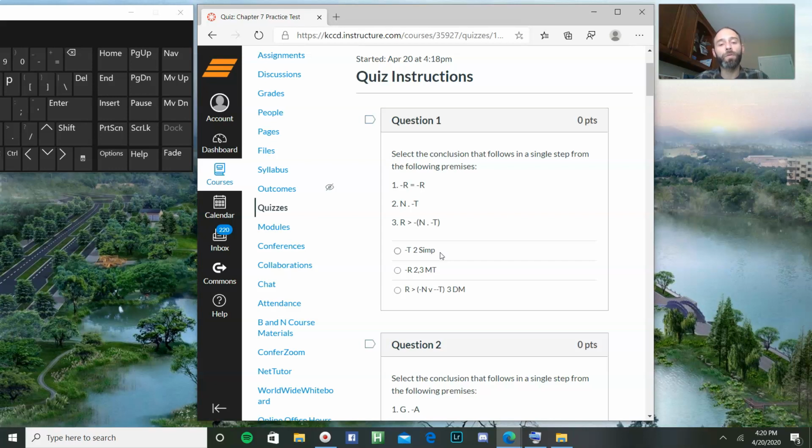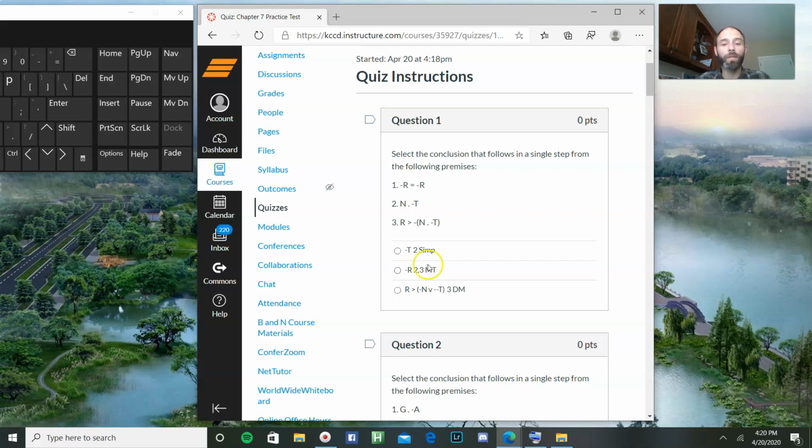If we look at the rule for simplification, we see that simplification tells you if you have p dot q, then you can simplify and get p. But you can't get q in one line. You can do it in 2 lines by flipping it around and simplifying. So commute them and then simplify, but you can't do it in 1 line. So we can't get tilde t by simplifying line 2 in 1 step. It would take more than 1 step.